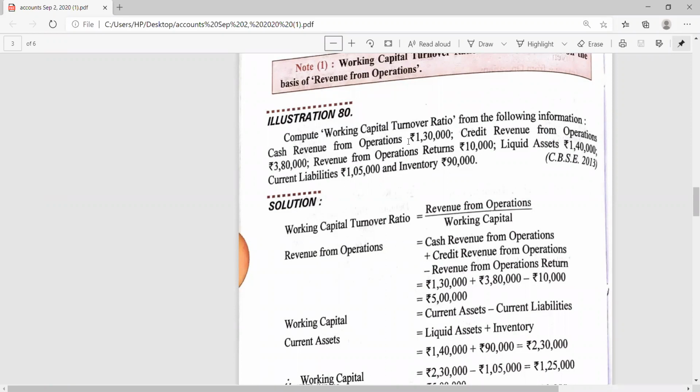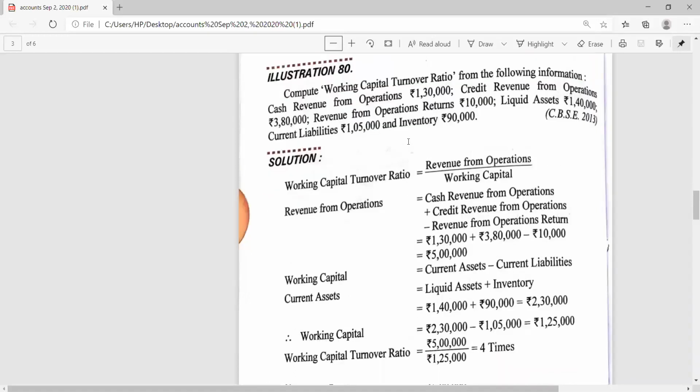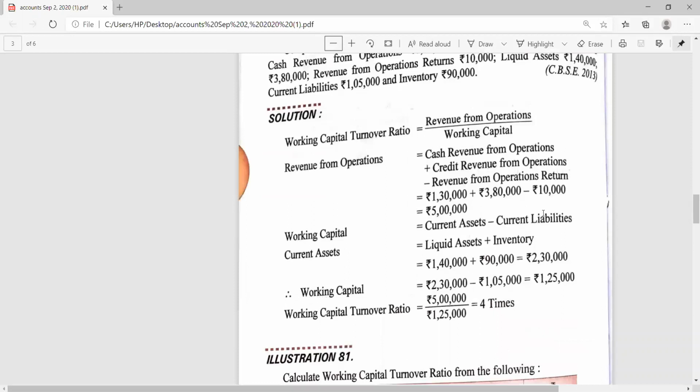Liquid assets, current liabilities, and inventories are given over here. If we add the liquid assets and inventory, we will get our current assets. And current assets minus current liability, we will get our working capital. You can see the cursor is highlighting this point: working capital is current assets minus current liability, and current assets are to be calculated by liquid assets plus inventory. In this way, we can calculate the current assets as well.